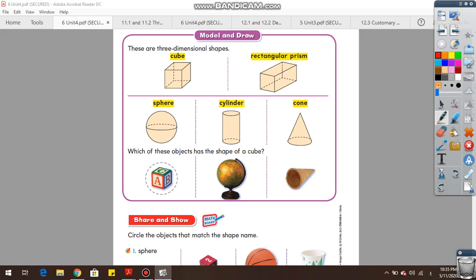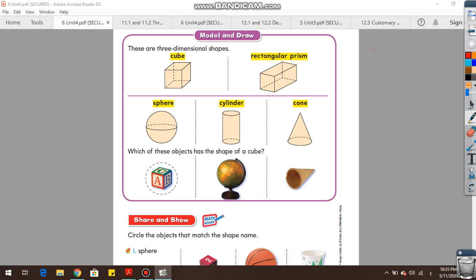Previously, we learned in the previous years about the 2D shapes like circle, square, rectangle, and triangle. But now we're gonna learn about 3D shapes. What is the difference between 2D shapes and 3D shapes? 3D shapes, we can hold in our hands.